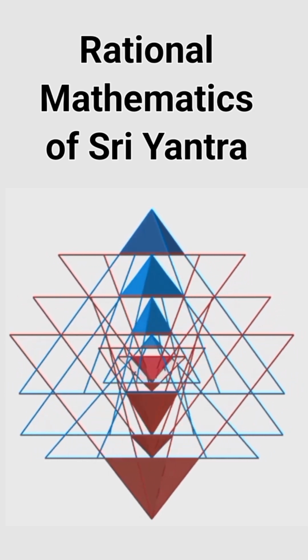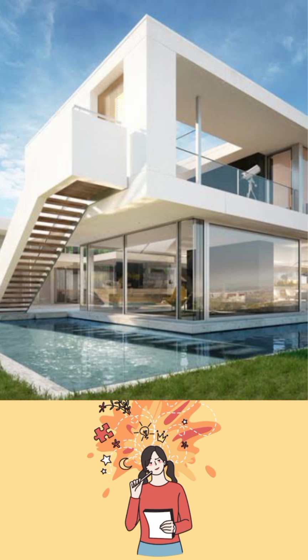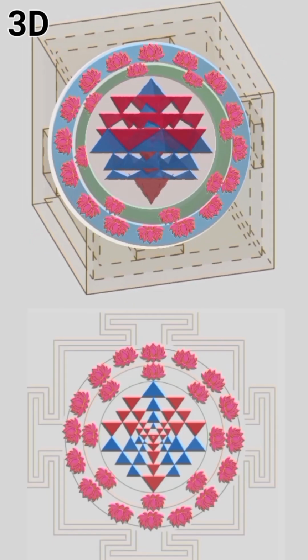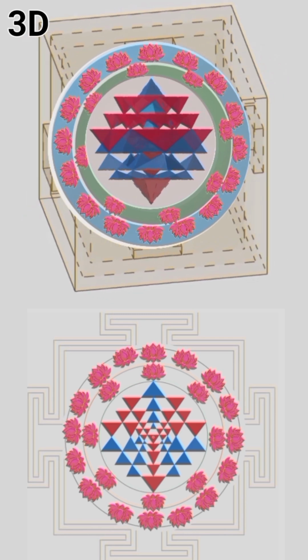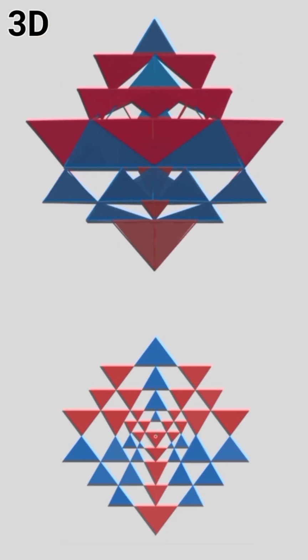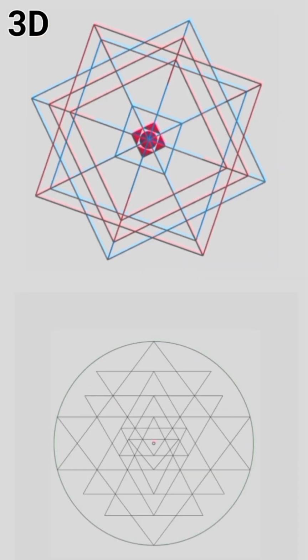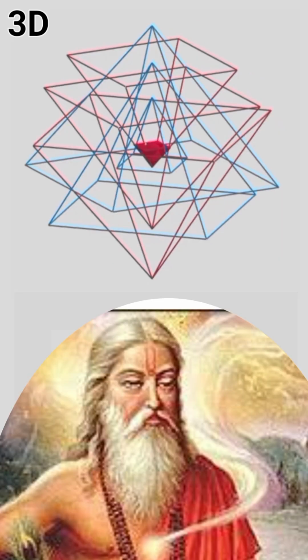Now I want you to give some food for thought. We, the common people, in our thoughts, visualize things in three dimensions. For example, if you and I are asked to visualize a house, we visualize it in three dimensions. Why do you think the Sri Yantra is not visualized in three dimensions? My explanation about this comes in the last part of this video.